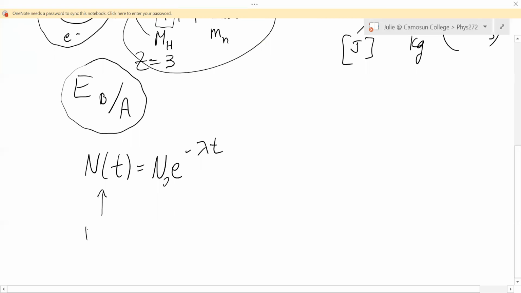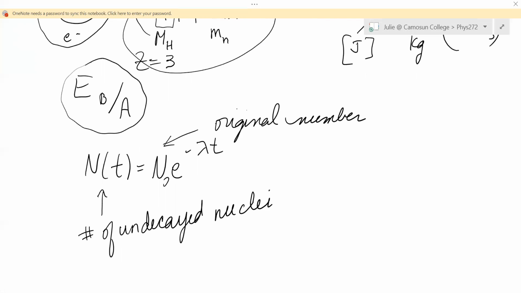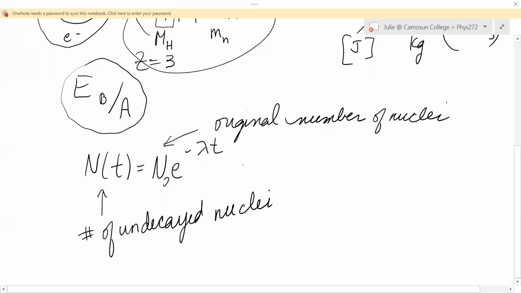So N is the number of undecayed nuclei. So it's the number left after a decay has happened. And N0 is the original number. Now, sometimes if you're given a mass, you're going to have to know the atomic mass number. Those tables are all in the textbook or on the internet. You can find those numbers. So this is the original number of nuclei. Obviously, each atom has one nucleus. Lambda is called the decay constant.